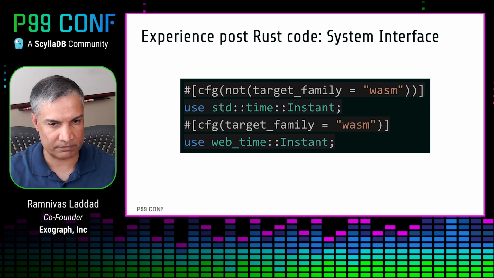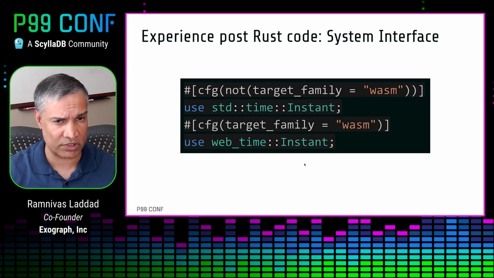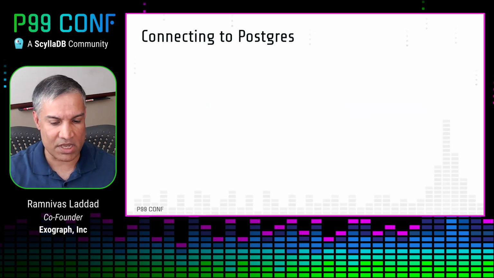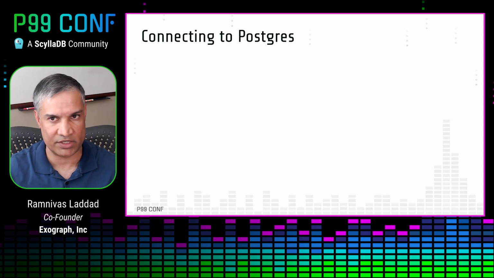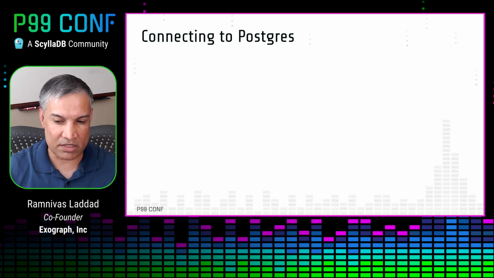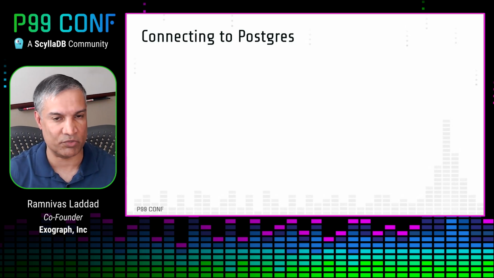Then comes Postgres, connecting to Postgres. Normally when you want to connect to Postgres, you give it a URL and you get back a client and a connection. Then you just work through that. The things are a little bit different in the edge computing environment because of sandboxing.